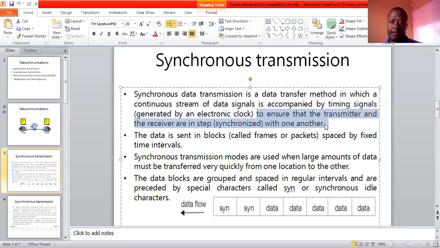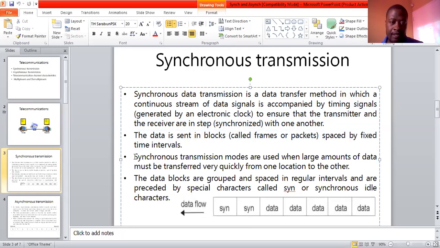Okay, like they are in a mode of receiving, of sending data. Okay, so they're kind of synchronized. So the two are synchronized. The data is sent in blocks called frames or packets, and they're spaced by fixed time intervals. So these data are sent in blocks. Okay, and most of them are spaced by a fixed time interval. So in between these blocks, there are time intervals.